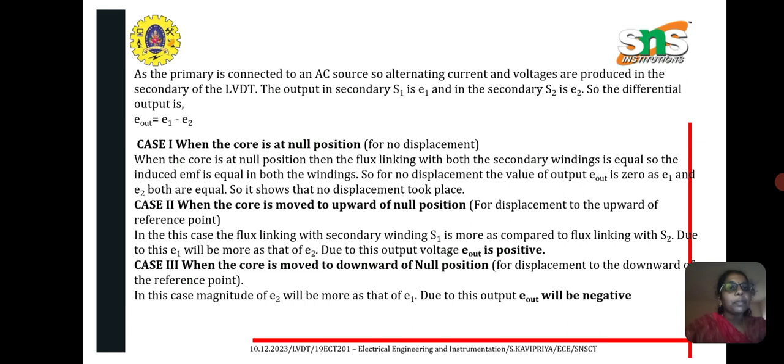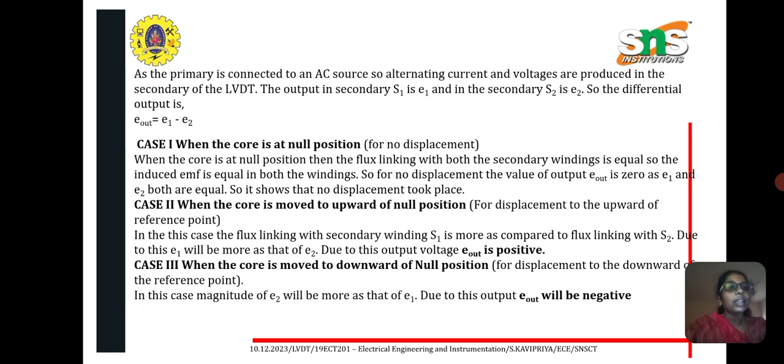Second case, here we will be moving the iron core to the upward position. For the upward position, the flux linkage with the secondary winding S1 will be more when compared to the flux linkage with the secondary winding S2. So the EMF E1 will be more when compared to E2. Since E out is E1 minus E2 and E1 is more here, E out will be positive.